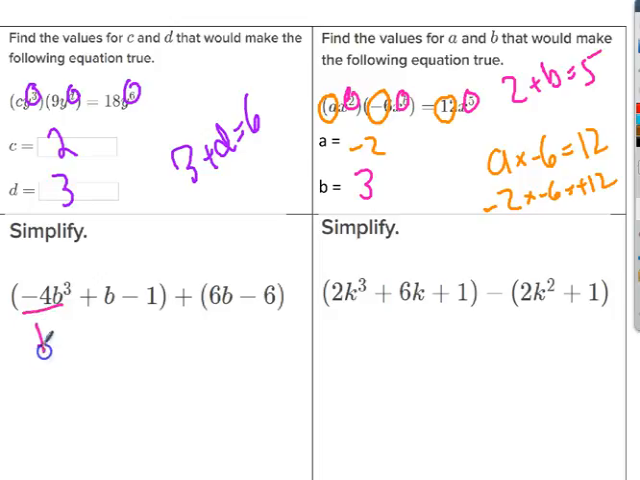So this term you bring straight down because there's no other quantity of a cube. And then this one and this one you can combine. What is B plus 6B?